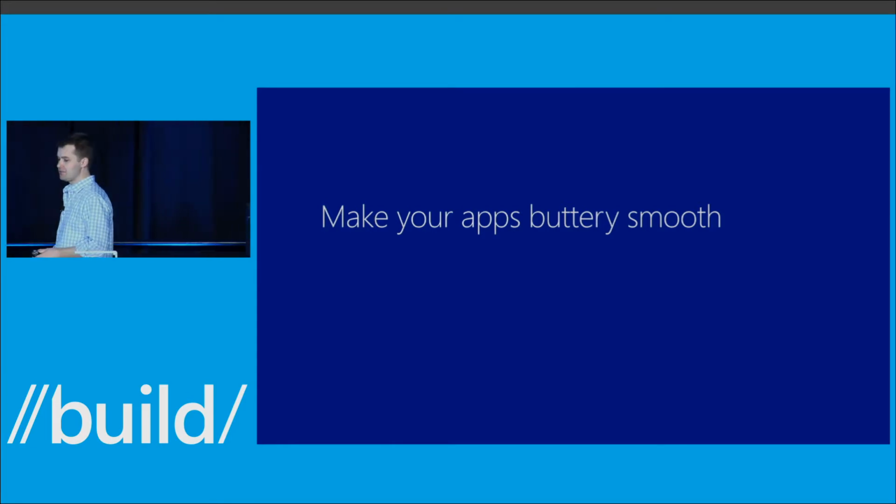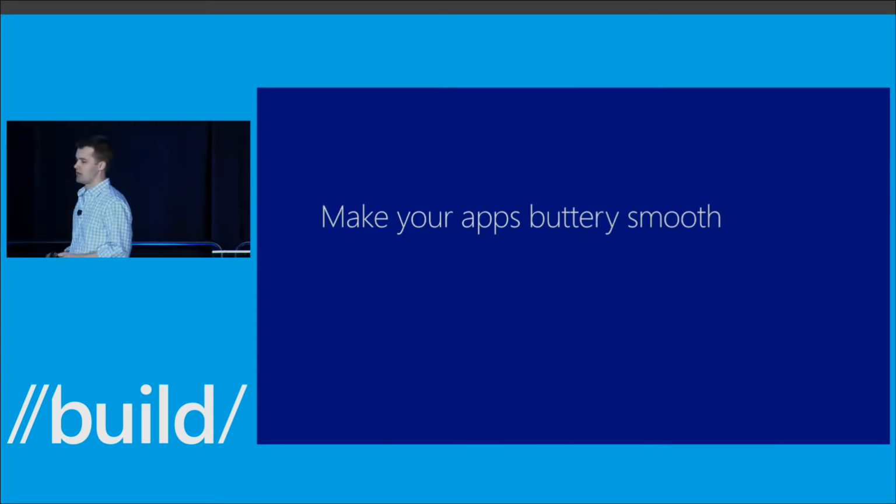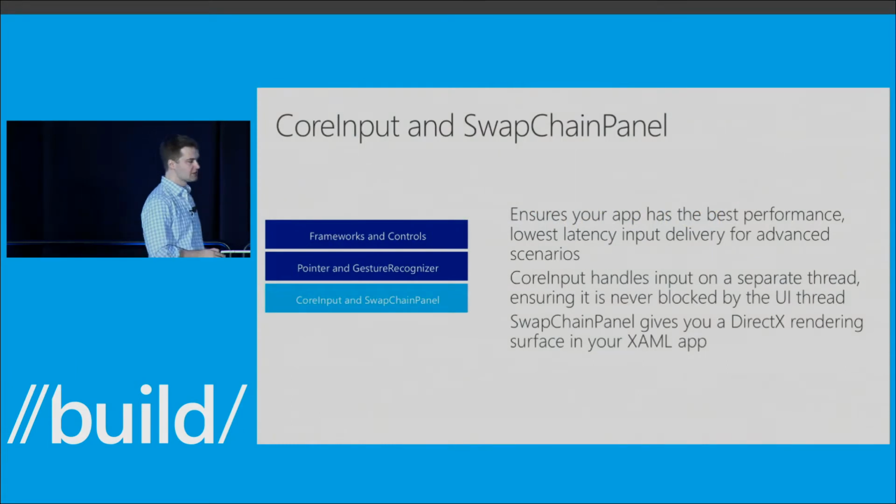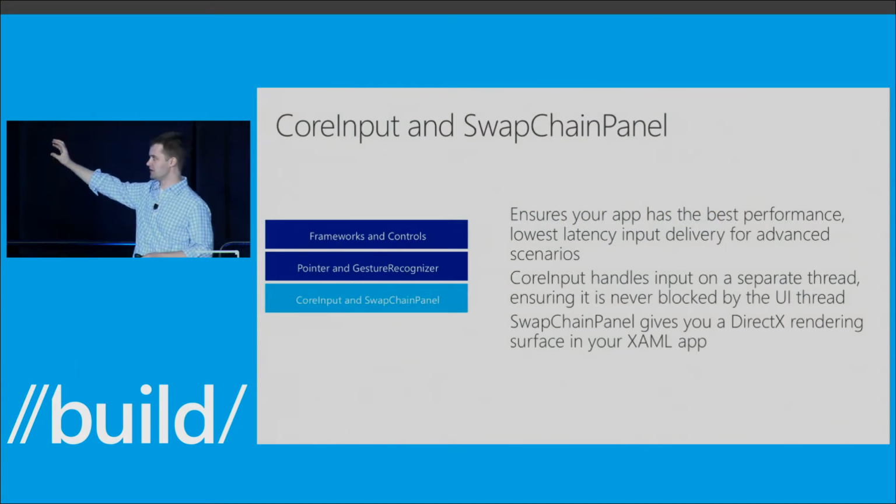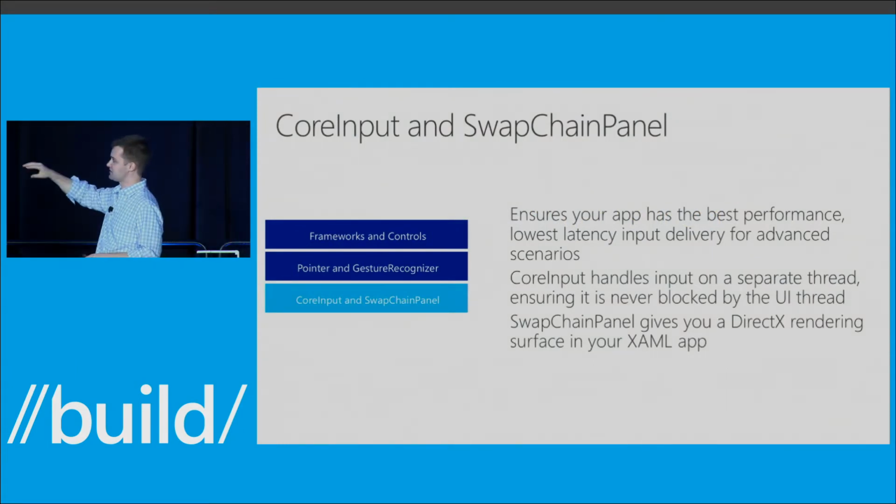Let's say your app is super complicated. Maybe you're doing a billion things on your UI thread, or maybe you're making some audio app and you need the absolute lowest input latency possible. That's when you want to use core input. So now we're at the sort of bottom layer of our API surface, our stack.